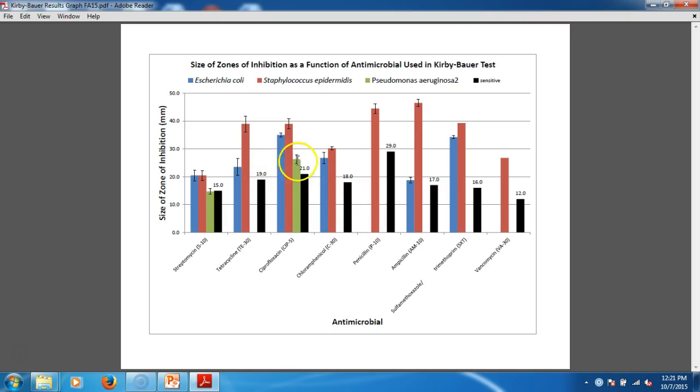Staph was sensitive to all the antibiotics we tested. So notice all the pink bars are above the black bars, all above the sensitivity range. E. coli as well, except for E. coli is resistant to vancomycin and penicillin.